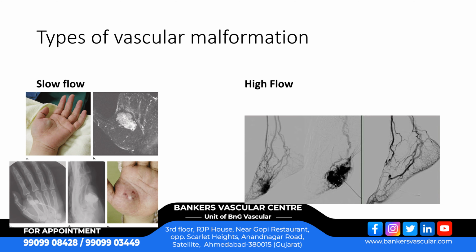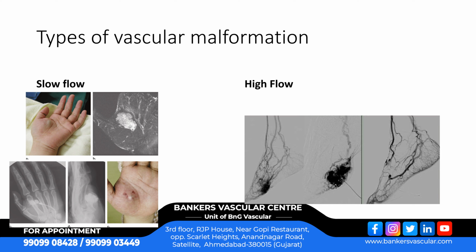So there are two kinds of vascular malformation. One is slow flow and the second is high flow. So what is the difference between them? In a slow flow vascular malformation, the blood vessels carry blood, but the velocity of the blood flow is very slow, so it may remain stagnant there for a long time.